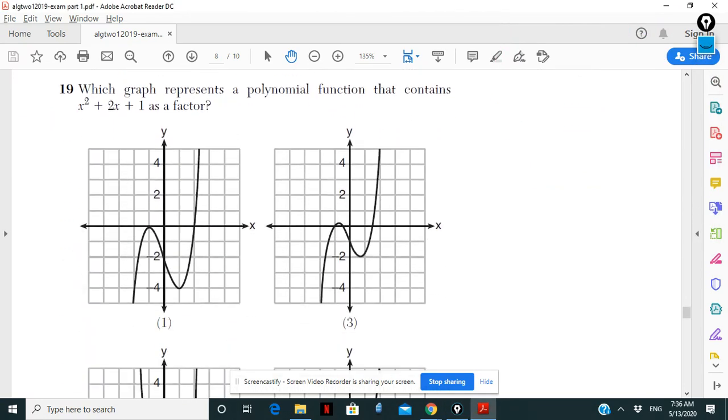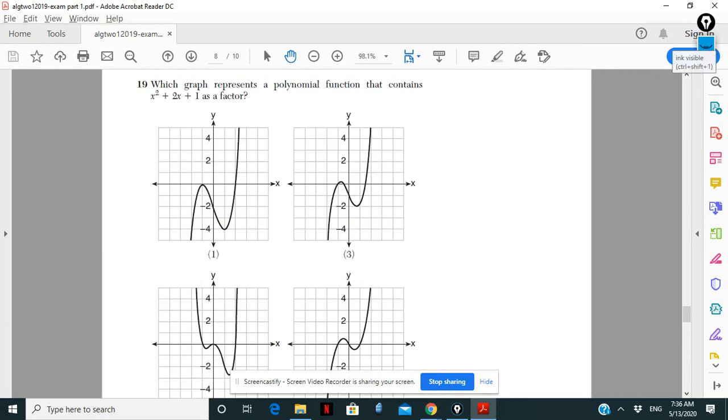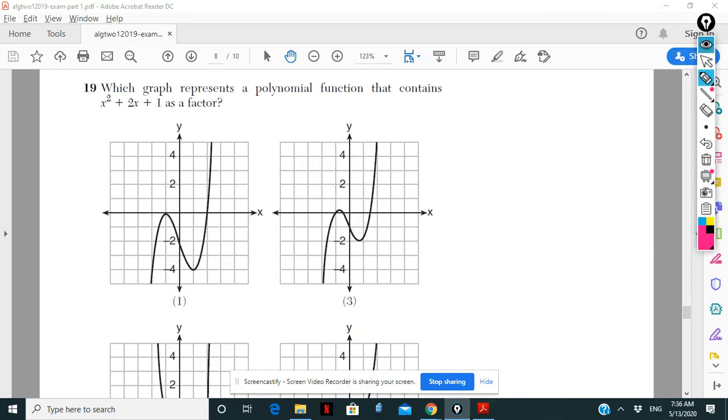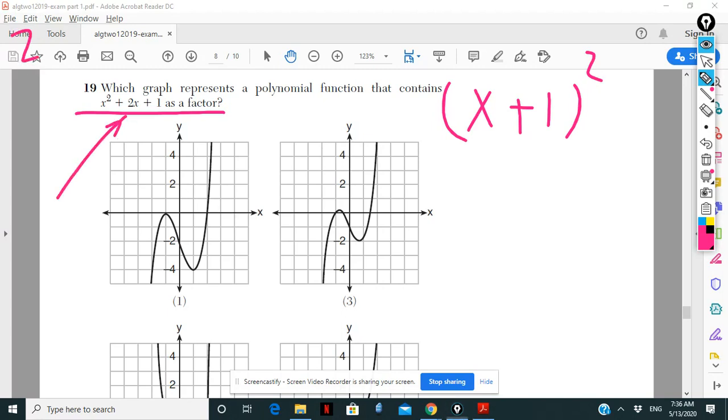Question number 90. Which graph represents a polynomial function that contains x squared plus 2x plus 1 as a factor? So first, I have to know that this one is a complete square, so it's x plus 1 all squared. How do I know? Now, if you take the b, 2 divided by 2 giving me 1, squared giving me 1, which is the c. So now I know it's x plus 1 squared.